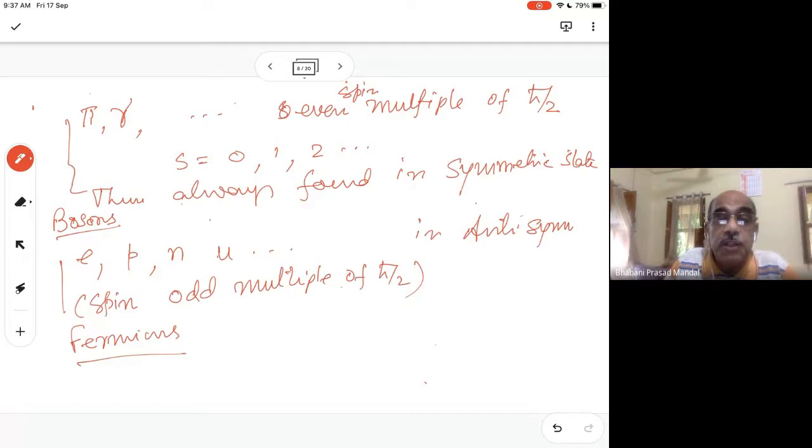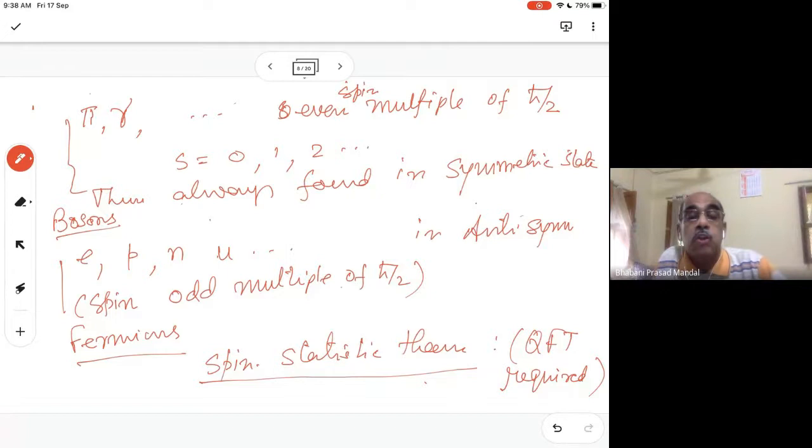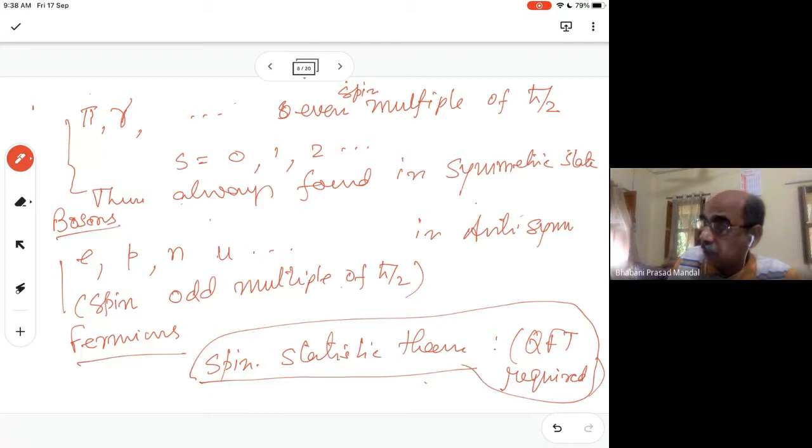But if you want to prove the spin statistics theorem, then you need rigorous knowledge of quantum field theory. QFT is required, to show why spin half or spin 3 by 2 particles obey Fermi-Dirac statistics, and why integer spin 0, 1, 2, 3 particles are bosons obeying Bose-Einstein statistics. To prove that, you need rigorous knowledge of quantum field theory, beyond the scope of this course, or in the next course in quantum field theory. Those who are interested after completing MSc can learn more field theory and then prove this. So I am not going to prove it, but the spin statistics theorem, you should know the statement.